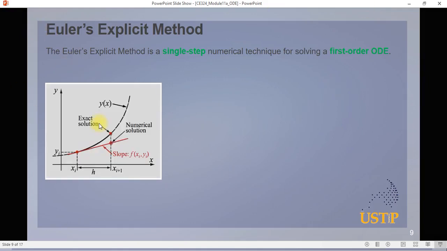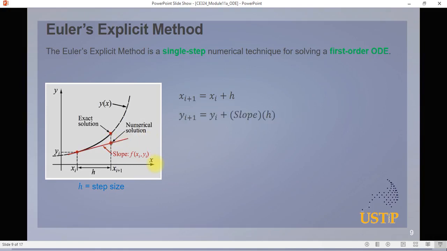So this is an illustration. This is the correct solution, the y of x function. And then we have this approximation, the numerical solution using the slope. Using this slope, you approximate the values of this graph step by step, where h is the step size. Then after that, you take another step to approximate the next value. And this gap in between them is the error.